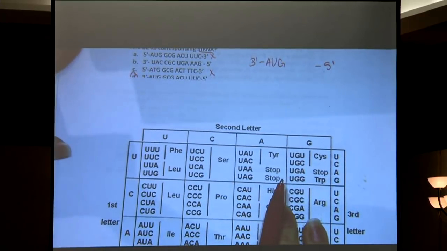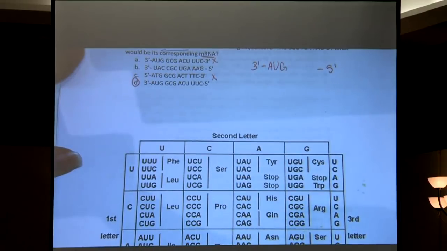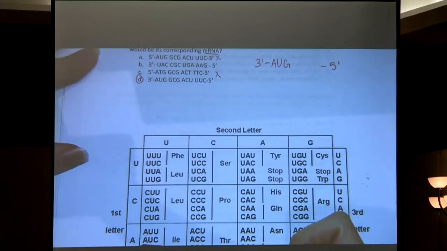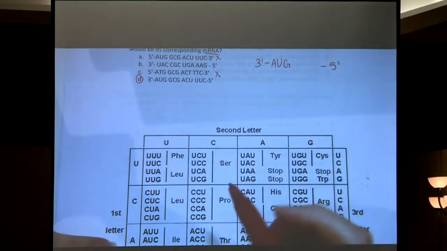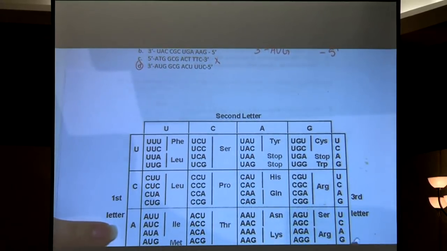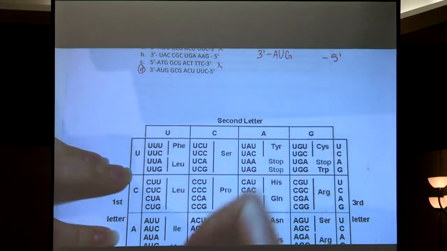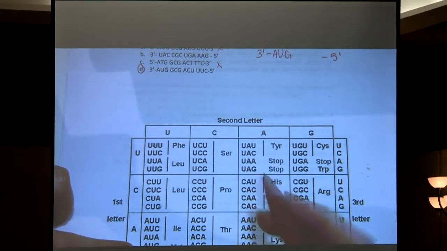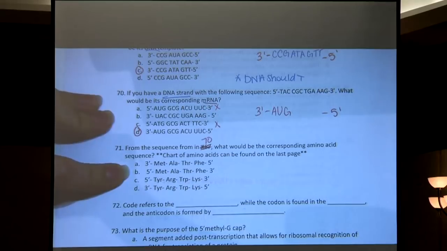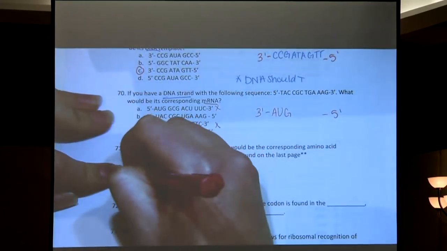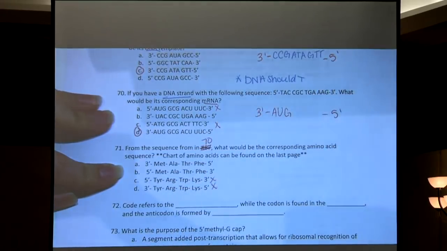So for D, for our first amino acid, the way we want to use this chart is that our first letter should be on our left side. So we're going to start down here with our A. Our second letter was U, so our second letter is on top. If we go down here, there are A, U, G. So for our first one, we should have MET, or methionine. We can automatically eliminate C and D.